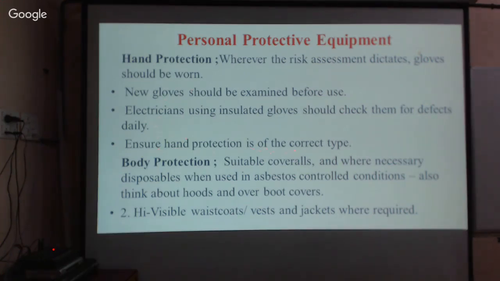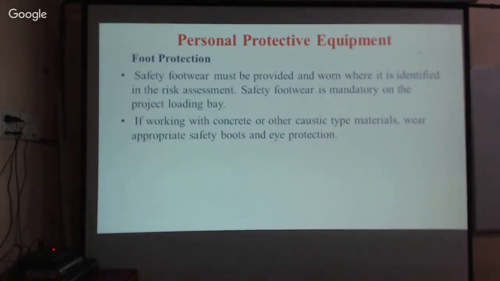Ensure hand protection is of the correct type. And then body protection: suitable coveralls and, where necessary, disposables when used in asbestos controlled conditions. Also think about hoods and overboots, high-visibility waistcoats, vests and jackets where required. Then foot protection. Safety footwear must be provided and worn where it is identified in the risk assessment. Safety footwear is mandatory on the project loading bay. If working with concrete and other caustic type materials, wear appropriate safety boots and eye protection.